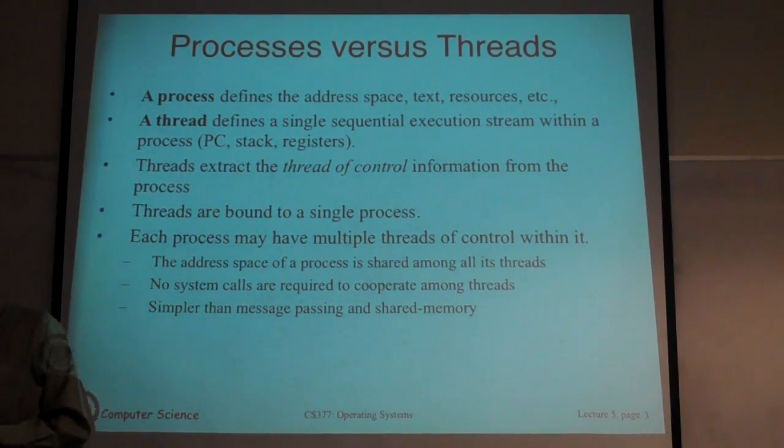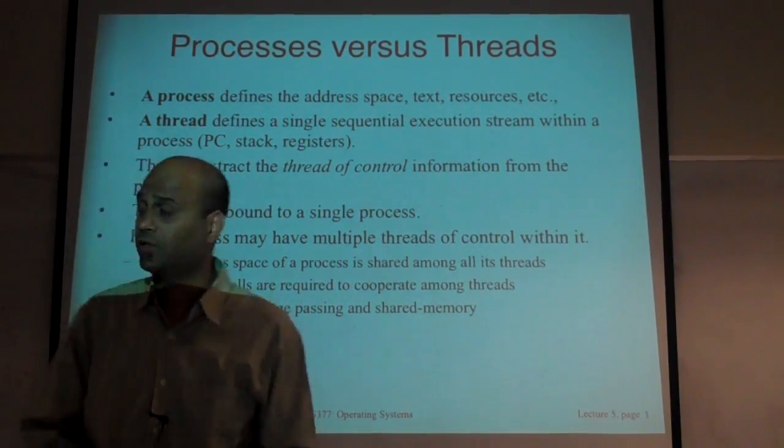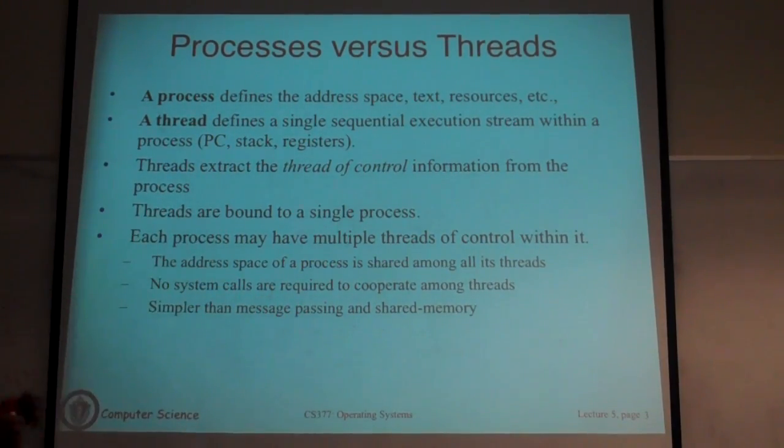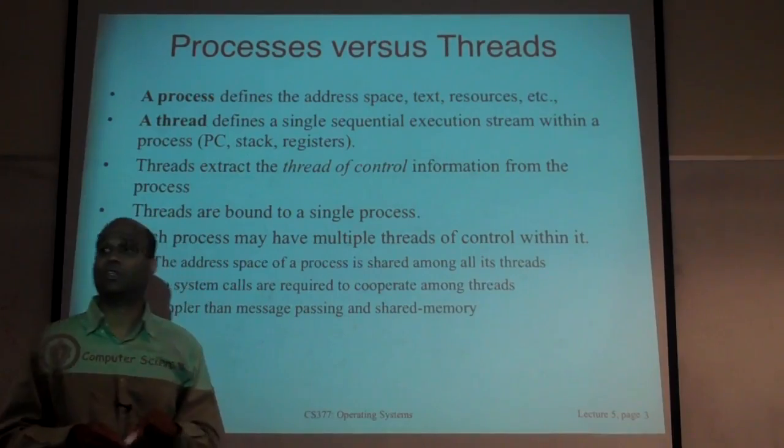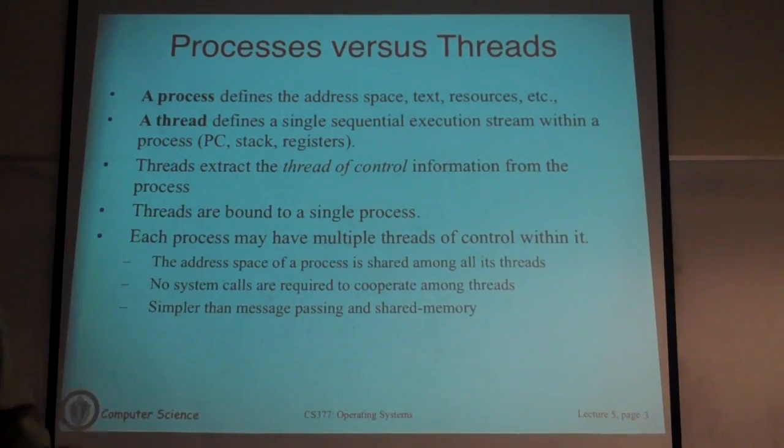Okay. So let's talk about what a thread is and how it is different from a process. We saw what a process was. It was a program in execution. We saw what the state of the process was, all the things you need to keep track of the process. Okay? So we'll assume a process defines the address space of the program that's executing: the text segment, the resource segment, and so on. A thread within a process defines a single sequential execution stream. Okay, the execution stream within a process is referred to as a thread.